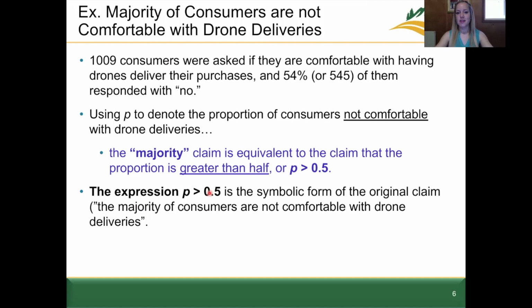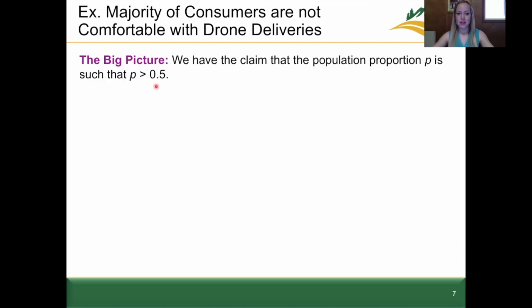Let's continue talking about some important wording you'll see in this section of hypothesis testing. The big picture here that we've established is that we have a claim that the population proportion, or p, is greater than 0.5. Where do we get that? Well, we're interested in the majority of consumers. So are the majority of consumers not comfortable with drone deliveries? Then we're connecting that back to this notation of, is p greater than 0.5?